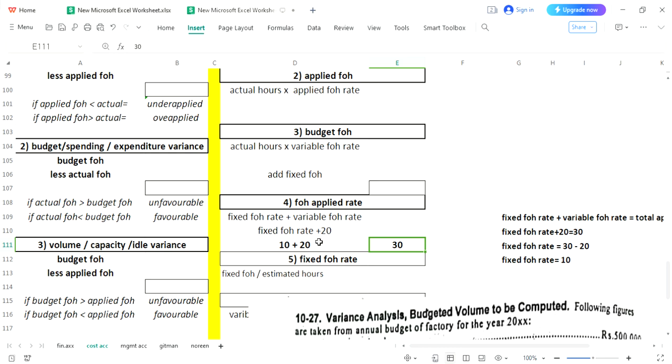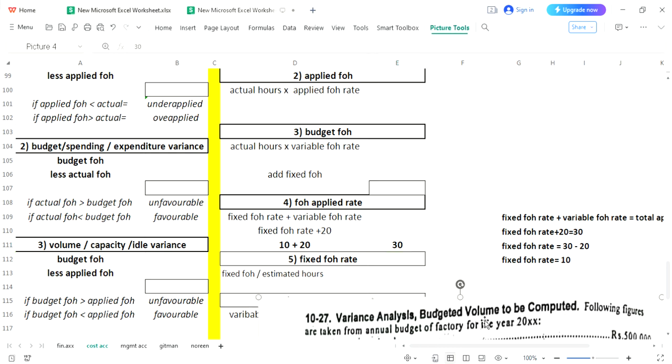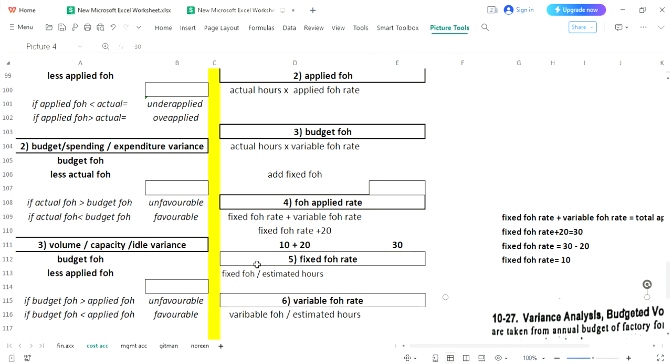In a normal question, what we were doing, we were applying these two formulas to calculate the fixed FH rate, then we were applying the variable FH rate formula, and finally we were adding both fixed and variable FH rates over here. By adding both rates we were getting our total applied FH rate. But now you can see we haven't applied any formula, fifth number or sixth number. Why?